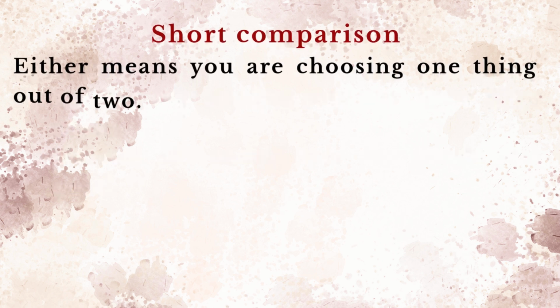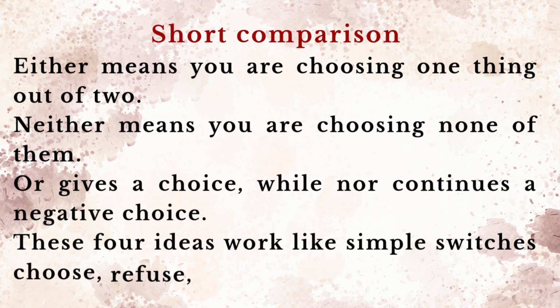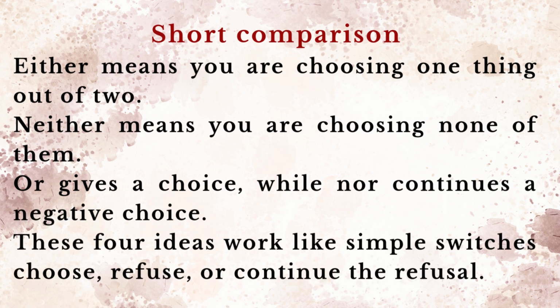I will give you a short comparison of the entire thing that we have learned. Either means you are choosing one thing out of two. Neither means you are choosing none of them. Or gives a choice while nor continues a negative choice. These four ideas work like simple switches: choose, refuse, or continue the refusal.